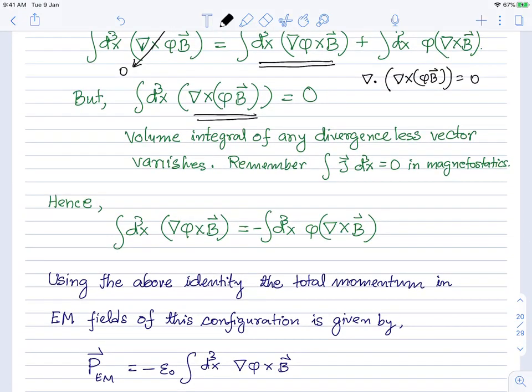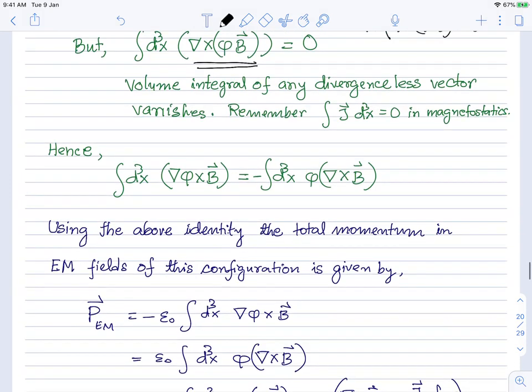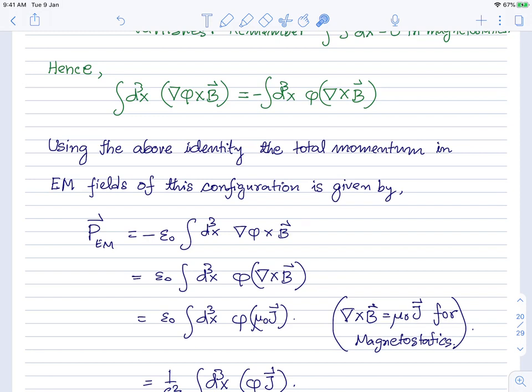Now we can just use this back in the expression for the momentum in this configuration. This is a very simple configuration, right? A static point charge and one loop put together. That is the configuration. So if we now have this expression here, there was already a minus sign here, and in this identity also there is a minus sign. So the minus sign goes away, and we have phi times curl of B.